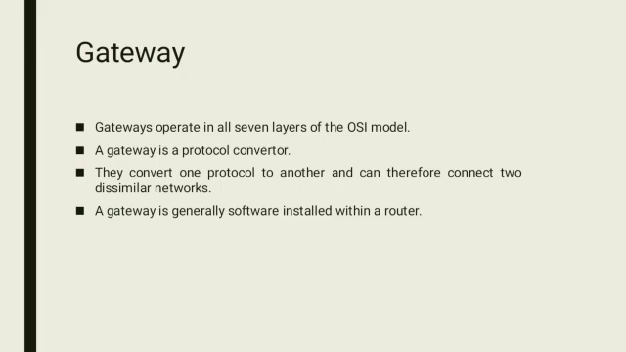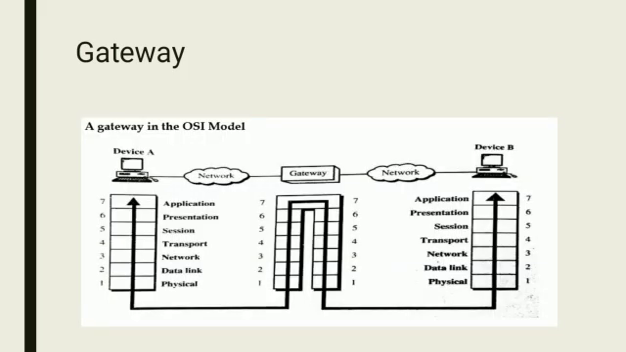Last one is the gateway. A gateway operates in all 7 layers of the OSI model. A gateway is a protocol converter. It converts one protocol to another and can therefore connect dissimilar networks. So a gateway is generally software installed within a router.